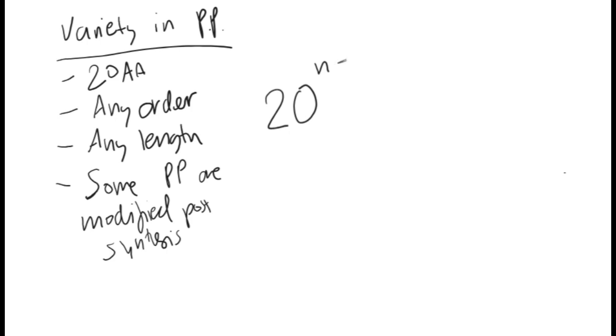So N in this case stands for the number of amino acids being used, and 20 is the number of types of amino acid. So if we have a polypeptide chain of 5, it'd be 20 to the power of 5, and that's how many possibilities of polypeptides there are.